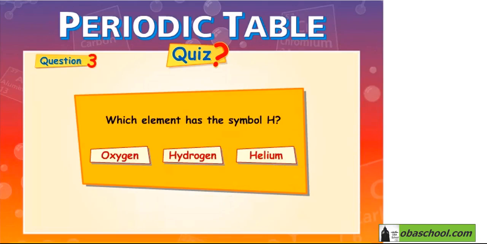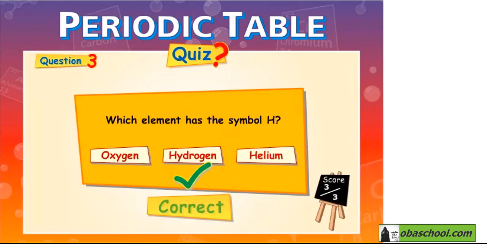Which element has the symbol H? This should be an easy question. It's hydrogen. Oxygen has the symbol O, and helium has the symbol He.